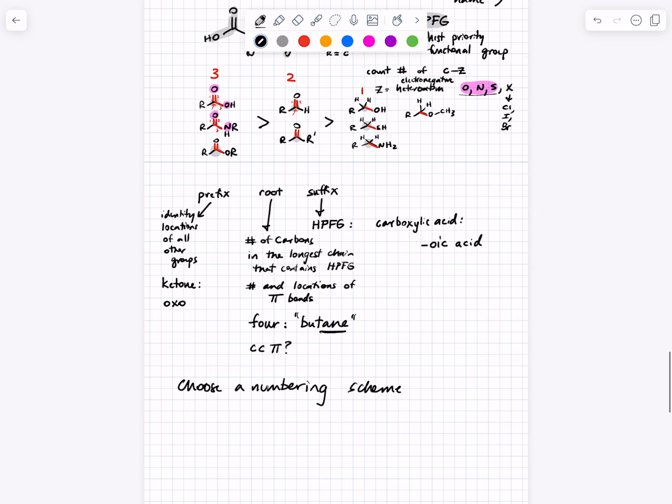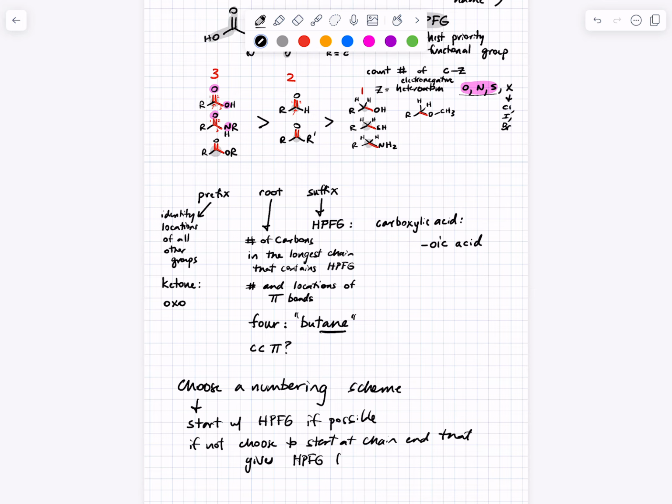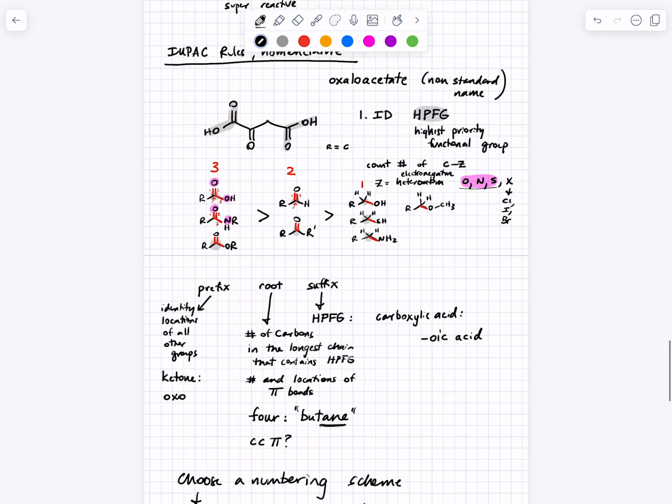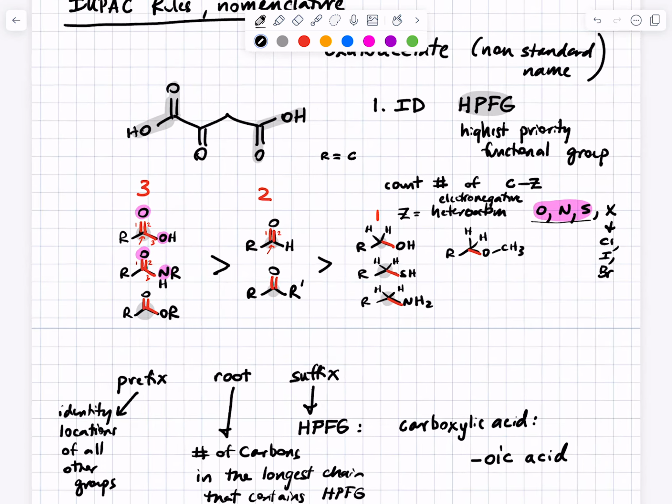So we start to choose a numbering scheme. Carbon number 1, start with the highest priority functional group if possible. If not, choose to start at the end of a chain, at the chain end, that gives the highest priority functional group the lowest possible number. All right, so in this case, our highest priority functional group is the carboxylic acid.